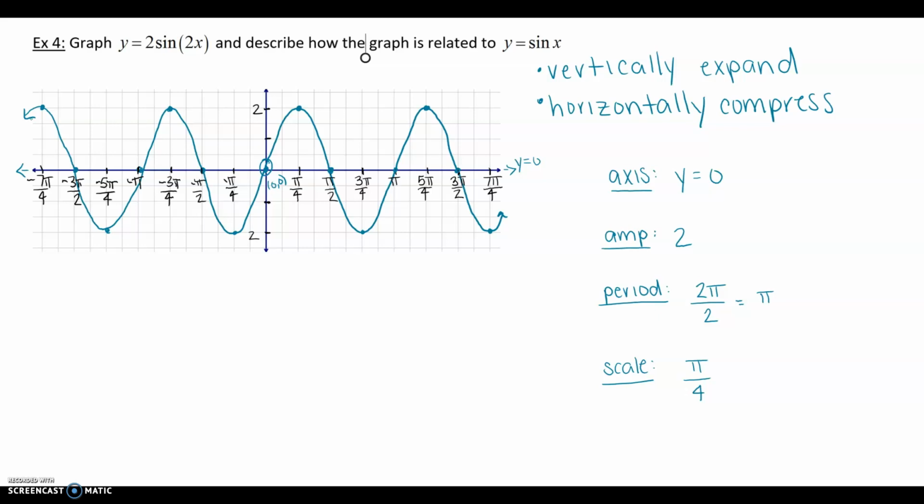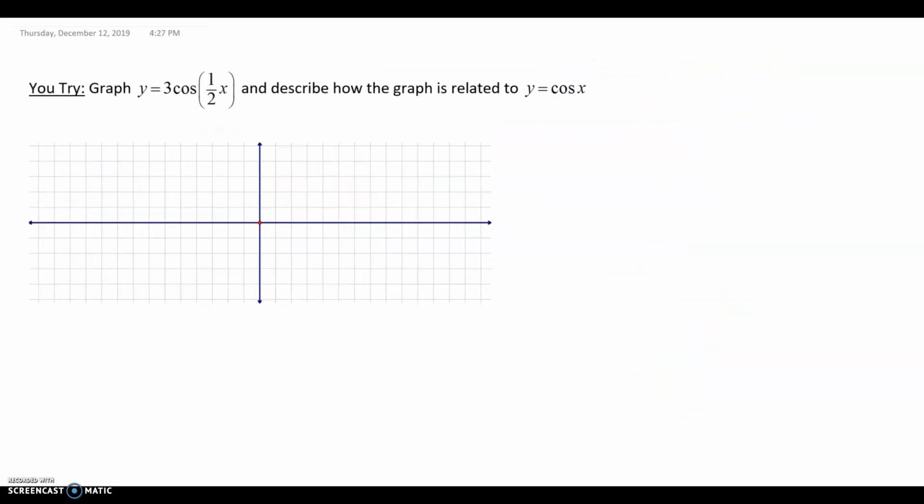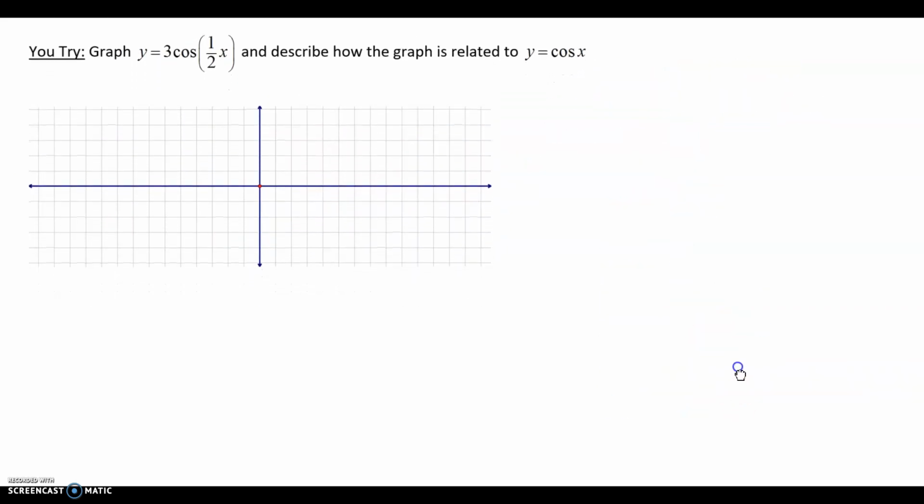Alright, so next, which is on the back side for you, is a u-try. So you guys are now going to try to graph y equals 3 times cosine of 1/2 x, and then I want you to describe how it's related to y equals cosine of x. So pause the video, and then I'll do the same.